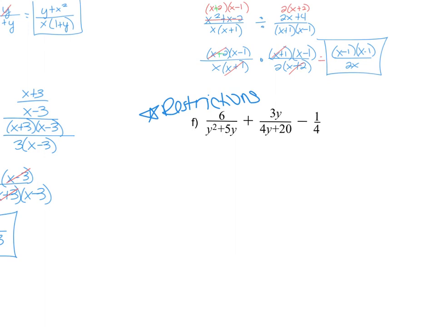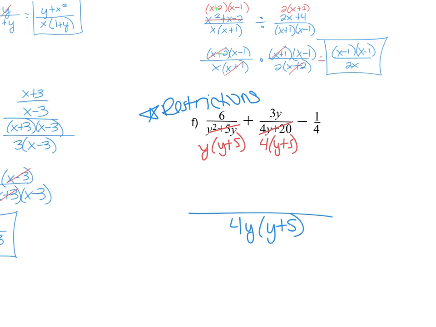First thing we need to do is factor everything out. So it looks like this becomes y. Factor out a y, so that becomes y plus 5. Factor out a 4, y plus 5. On that one, can't factor out anything. Okay, so what is our common denominator going to be? It looks like it's going to be 4y times y plus 5.